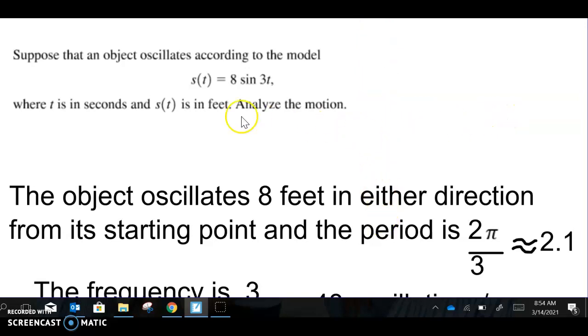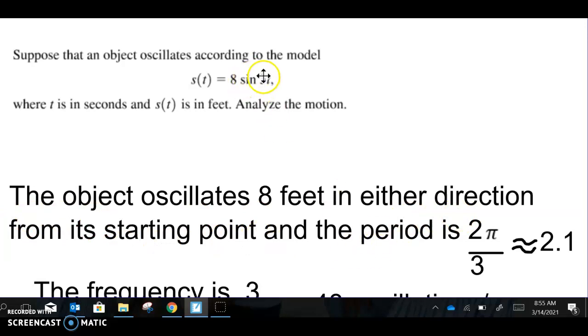It either goes to the right, back, and back, or up, down, back. It's either going vertically, like a spring, or horizontally. But I know it moves to the right first or up first, unlike the last one that was pulled down first. This wasn't pulled, it just starts. Maybe it's electric, and I turn it on and all of a sudden it goes 8, -8, back to 0. So the object oscillates 8 feet in either direction from its starting point.